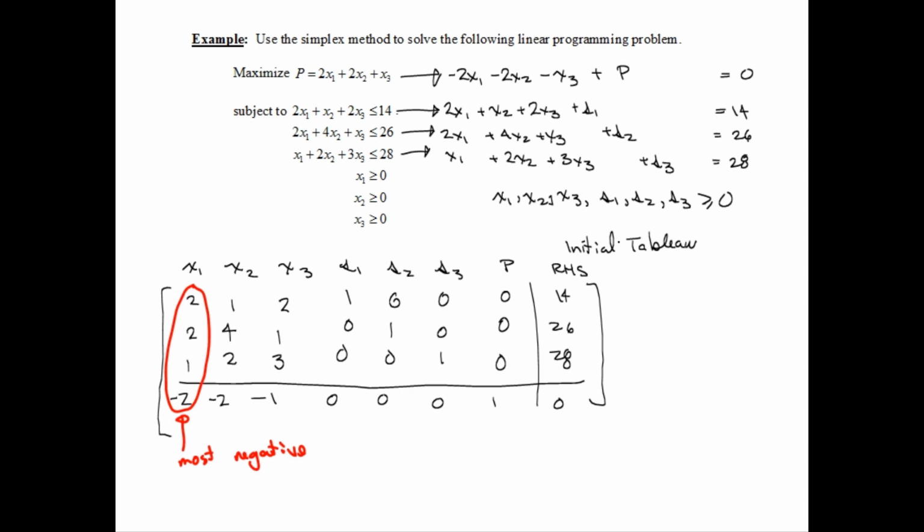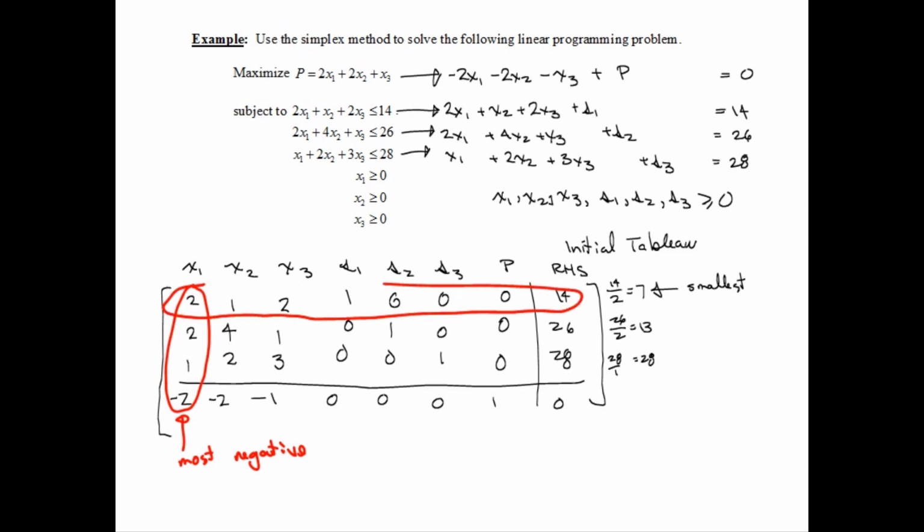Now we calculate our quotients. So on the right, here we have 14 over 2, which is 7. 26 over 2, which is 13. 28 over 1, which is 28. Choose the smallest quotient. And then that gives me my pivot row. And so here where they intersect, that's my pivot element, which I'll highlight.